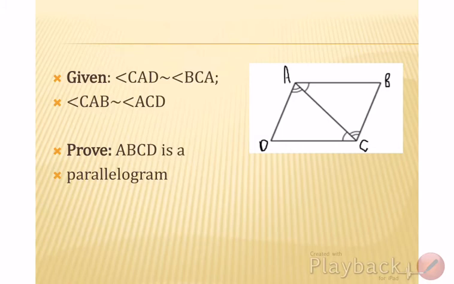Another example. Given that angle CAD is congruent to angle BCA, and that angle CAB is congruent to angle ACD, prove that the quadrilateral ABCD is a parallelogram. Now what we're going to do is explore the fact that it looks familiar when there's a diagonal going through. We also called it a transversal when we were dealing with parallel lines. So let's mark this out.